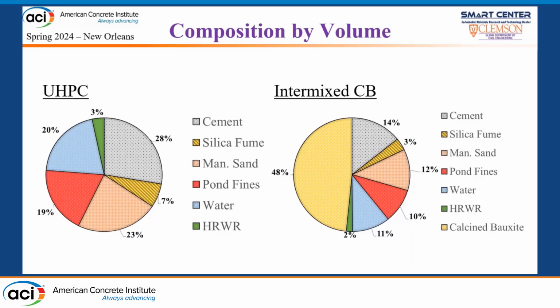So on the left, we have just the UHPC matrix without calcine bauxite. On the right, we have the UHPC matrix with calcine bauxite. And 50% of that volume ends up being calcine bauxite. So for these mixes, we end up with a cementitious material content of about 450 kilograms per meter cubed. On the left, it's about 900, and on the right, it's about 450. So different, but the same proportions outside of calcine bauxite.